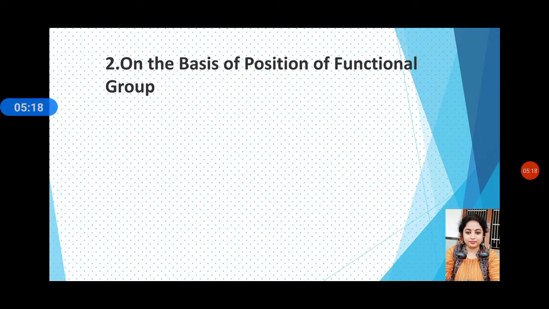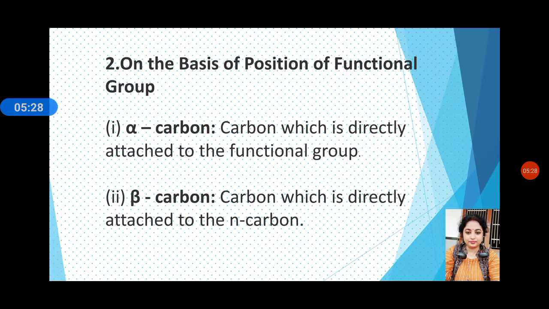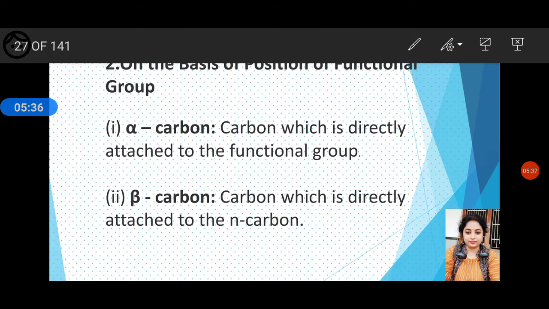Now, on the basis of position of functional group, what is alpha carbon? The carbon which is directly attached to the functional group is called alpha carbon, and the carbon which is directly attached to the alpha carbon is called beta carbon. This should be alpha carbon.